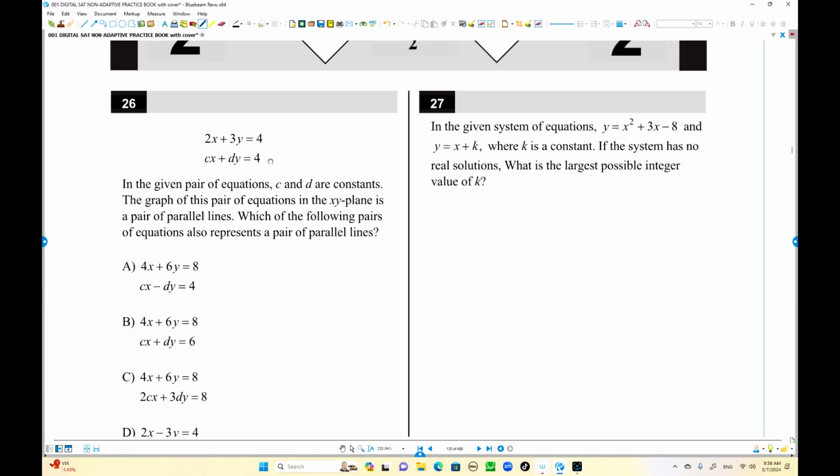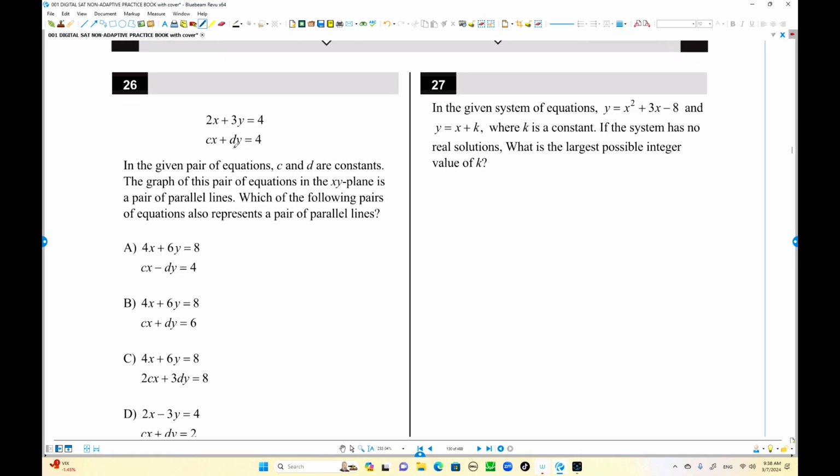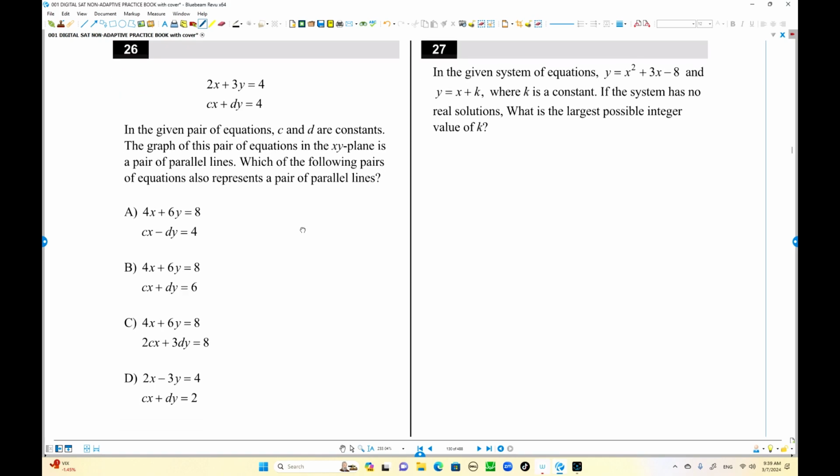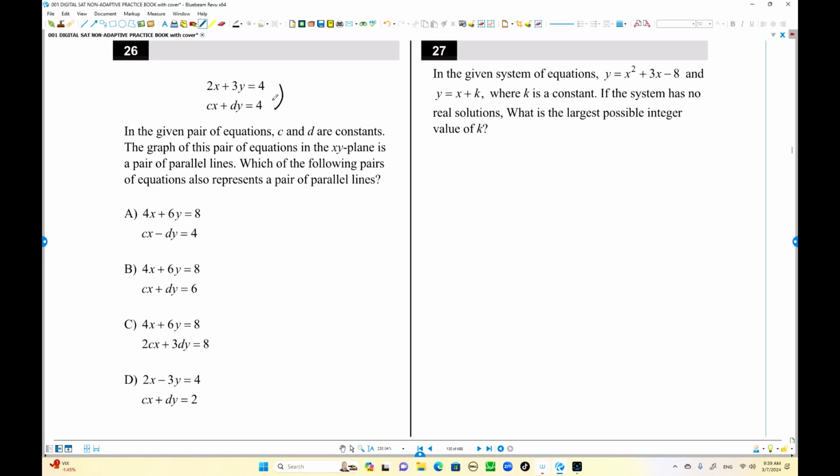Number 26. 2x plus 3y equals 4, and the other one over here with a variable coefficient. This equation, okay, you can see that this graph is what? Parallel lines. To be parallel lines, there is some restriction, right, between C and D. So which of the following pairs of equations also represent a parallel line? Which one is also parallel?